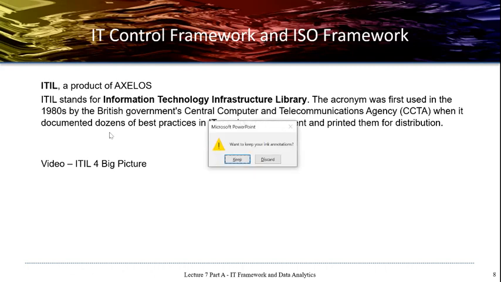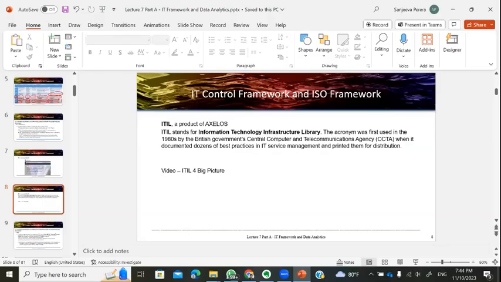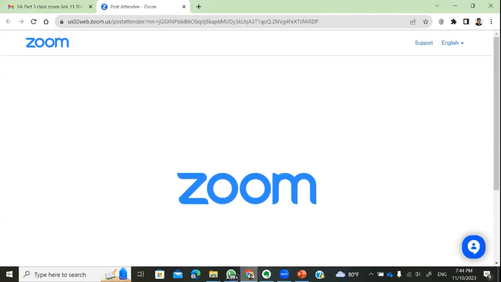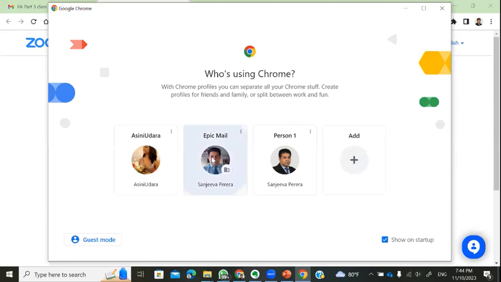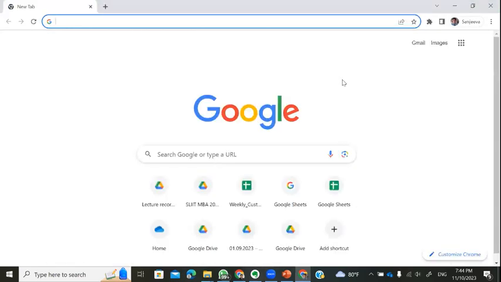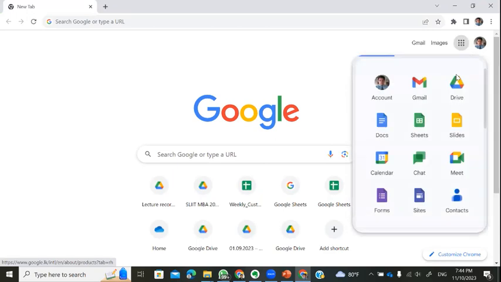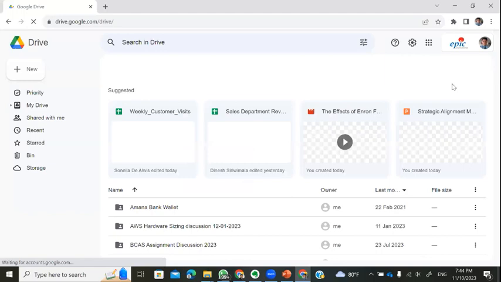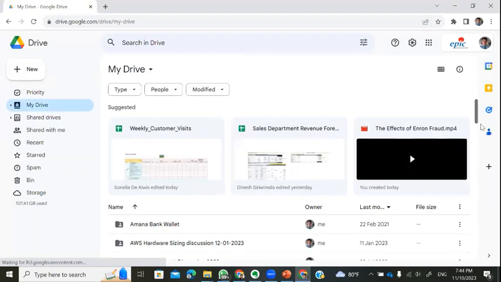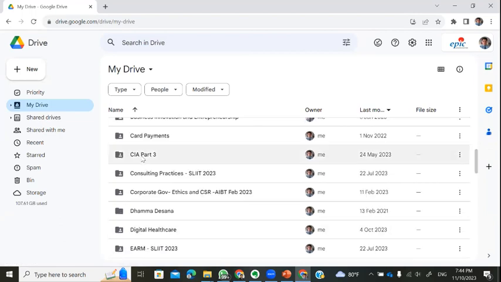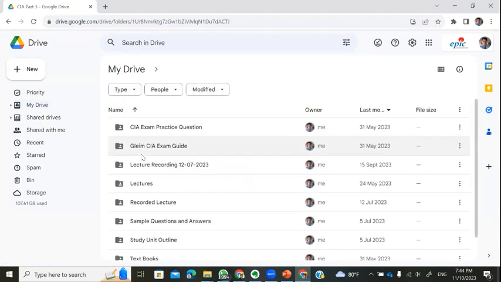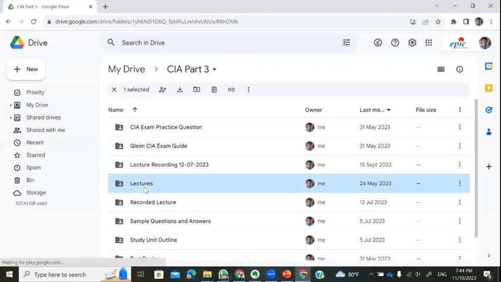And if you go to your tiny URL, it will take you to that directory. Each of these frameworks is discussed in detail. So these are the lectures we are talking about.